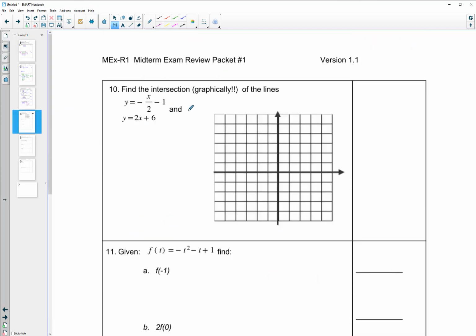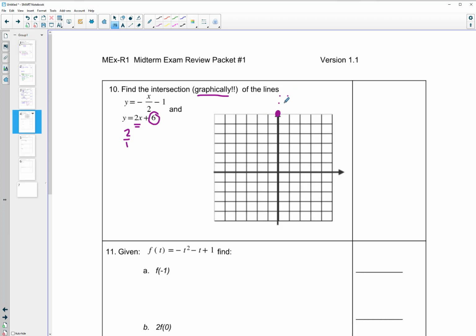Okay, number 10, find the intersection graphically of the lines. Graphically means we're going to plot both lines, okay? The y-intercept is 6. 1, 2, 3, 4, 5, 6, right at the top of our screen. And then the slope is 2, right? Or 2 over 1. So that usually means up 2 over 1. Now, if I go up 2 over 1, it's off my screen, which is okay.